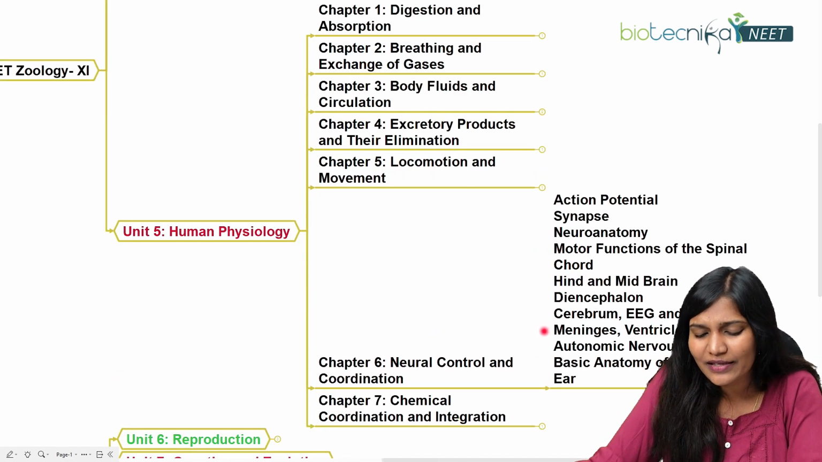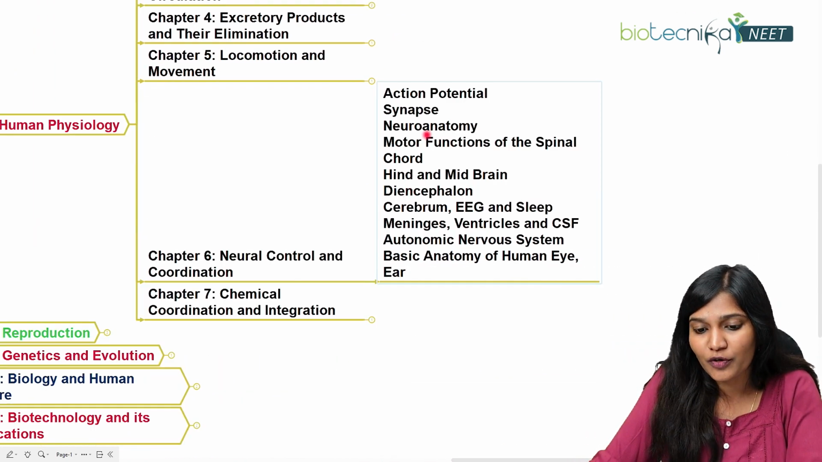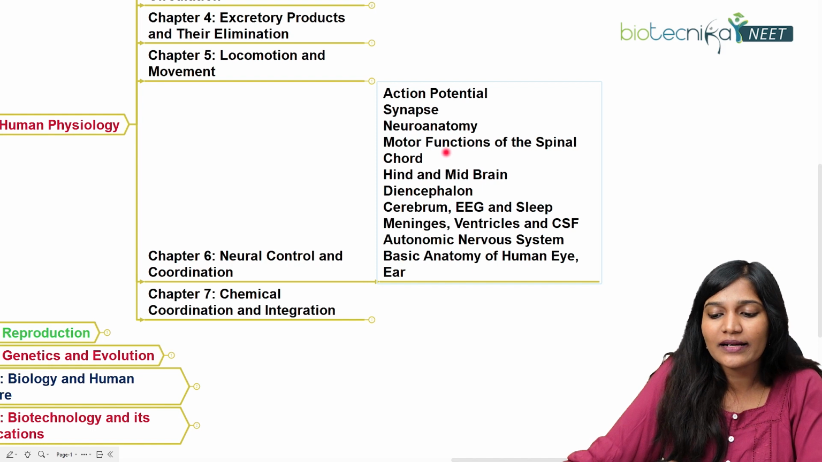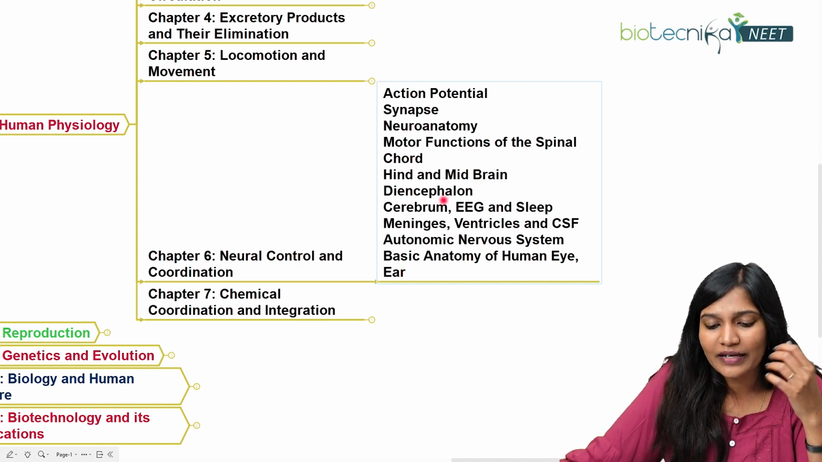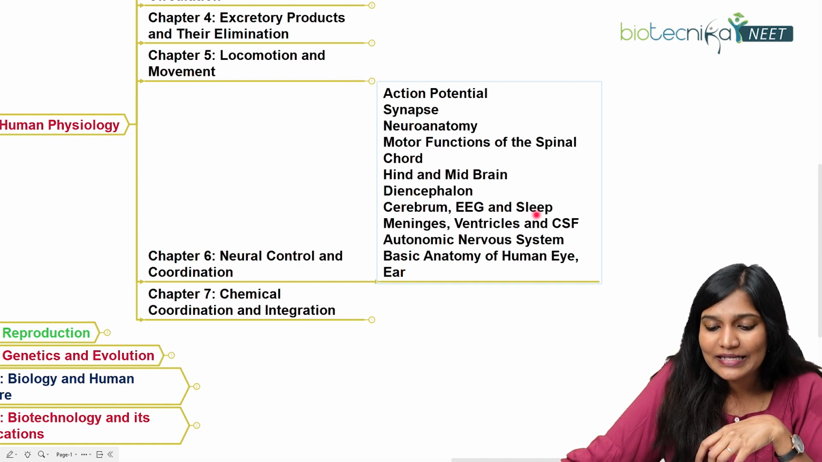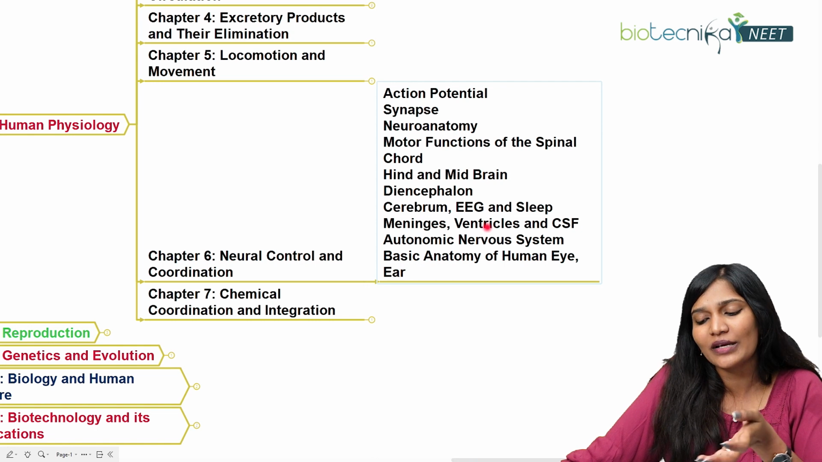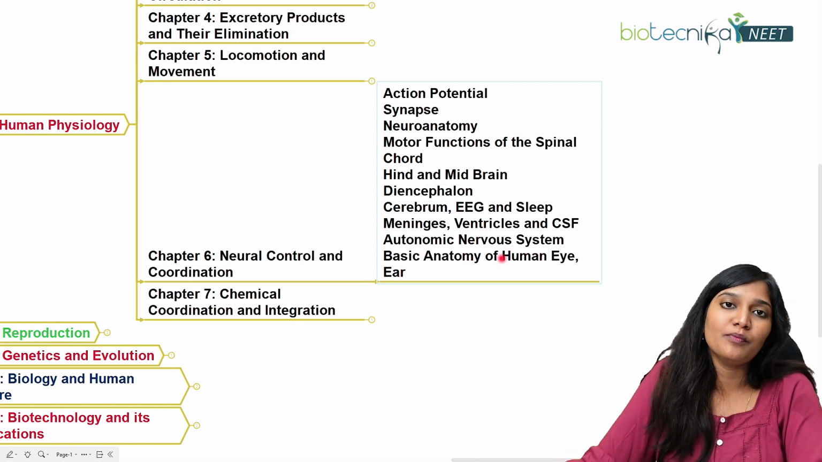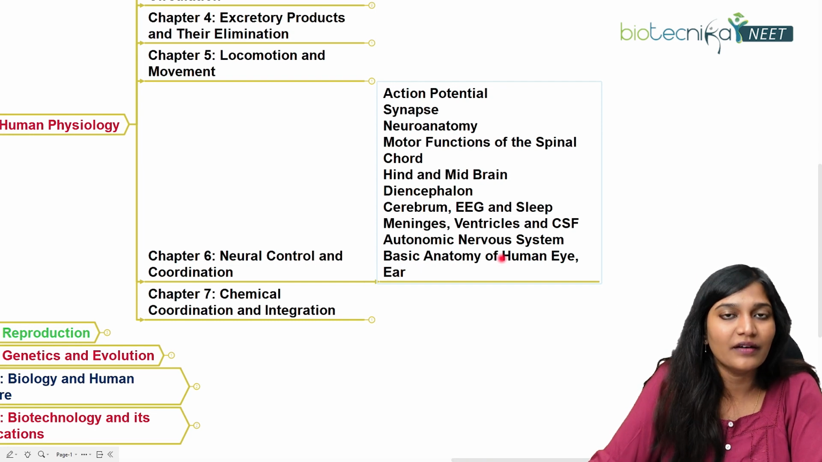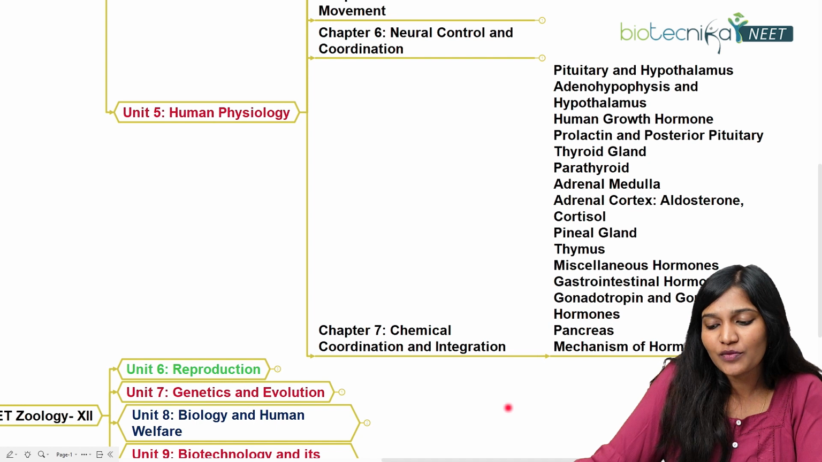Next is neural control. It is a very easy thing in neural one. So you will be talking about what is action potential, most important question. Synapses, and you will be studying about the spinal cord, the brain, midbrain, hindbrain, diencephalon, cerebrum, and then sleep pattern, and then ventricles will not be a very big question. You can skip that. And then you have to study ANS and PNS, and very importantly, human eye, human ear is very, very important.